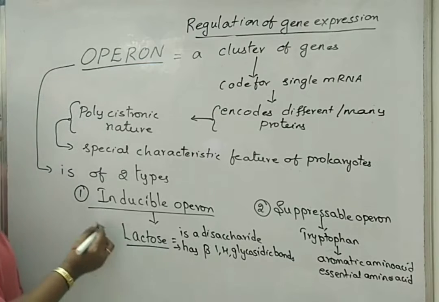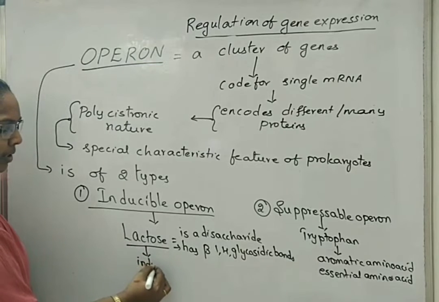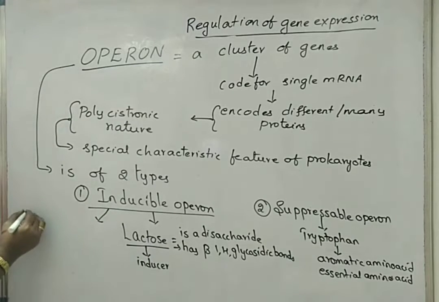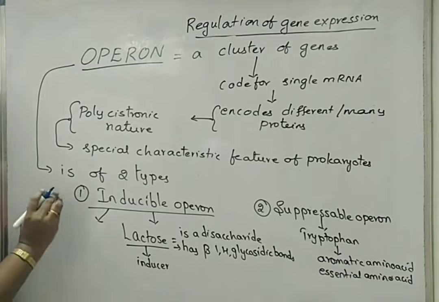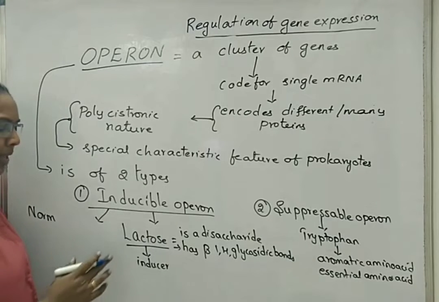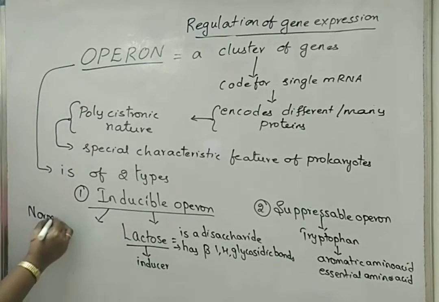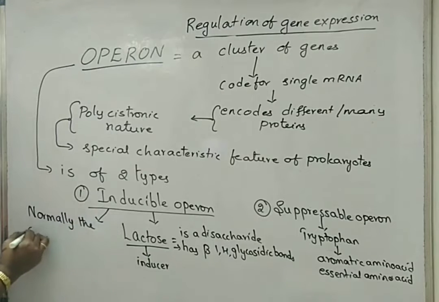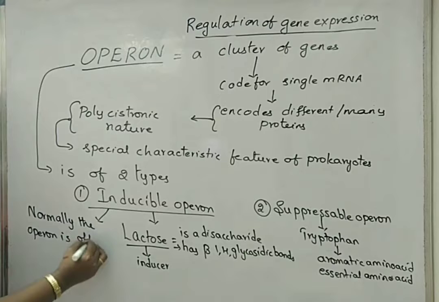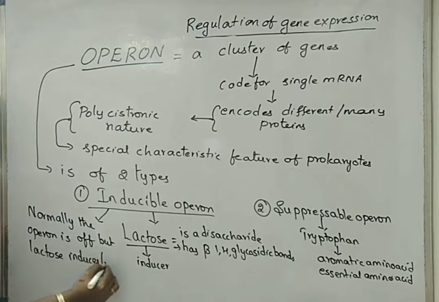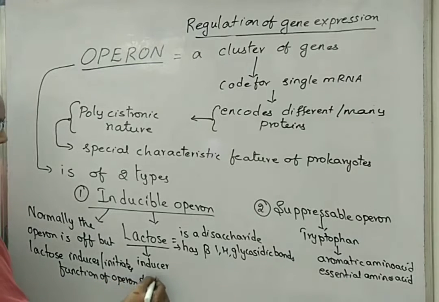Lactose is used as an inducer. See, the difference between inducible operon and suppressible operon is that normally or naturally the total operon is off in nature, means it is non-functional. But when lactose enters, it causes the initiation of the function of the operon. Normally, the operon is off, but lactose induces or initiates the function of the operon and activates it.